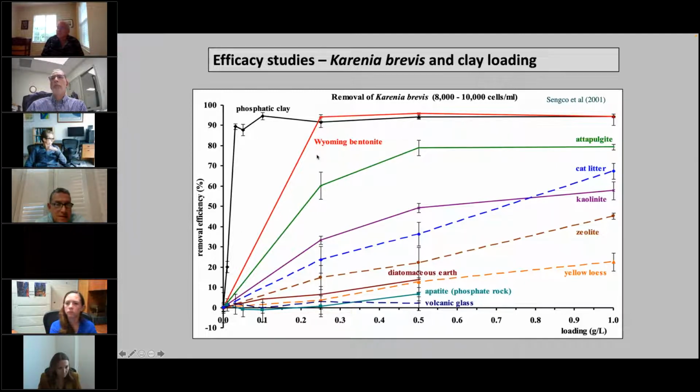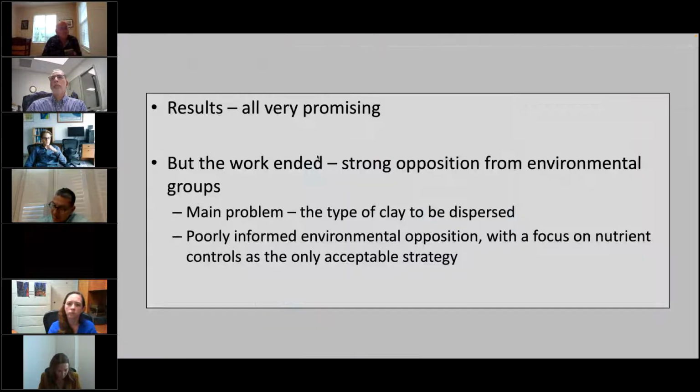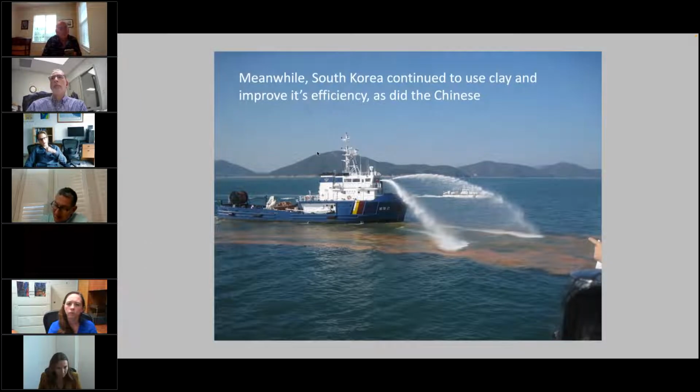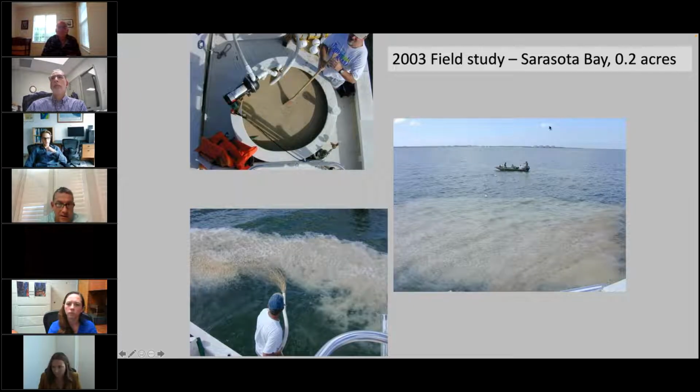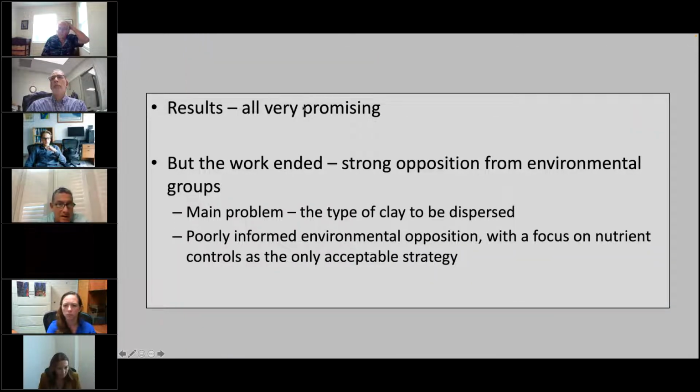So we sort of naively, being not from down there, worked on it for quite a bit. You can see here we did even a small study in Sarasota Bay, releasing this clay and looking at its dispersion and its removal. And we did a lot of other studies, and basically all of the work was very promising. It was very effective, but that came to a very screeching halt in large part because we had very strong opposition from environmental groups.